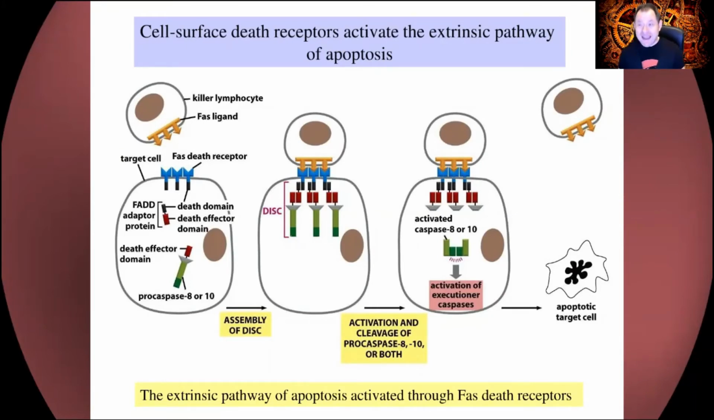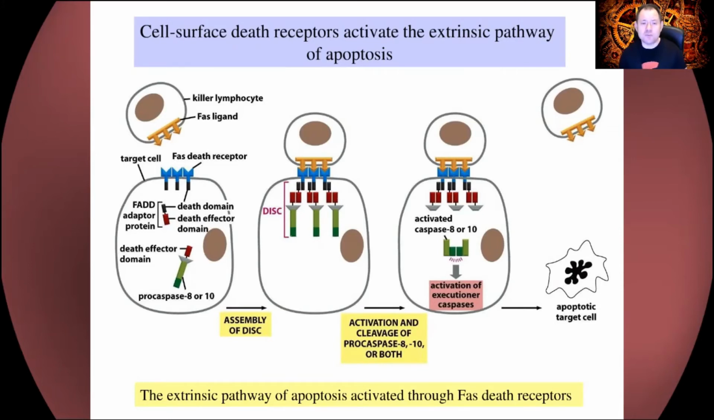Long story short, everything sticks together. We've got a big complex stuck together: Fas ligand to Fas death receptor, death domain of the Fas death receptor to death domain of the Fad adapter protein, death effector domain of the Fad adapter protein to death effector domain of the procaspase 8 or 10. The whole thing comes together into a complex known as a DISC, or a death-inducing signaling complex.